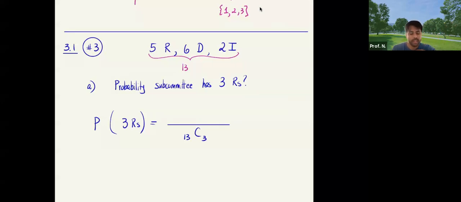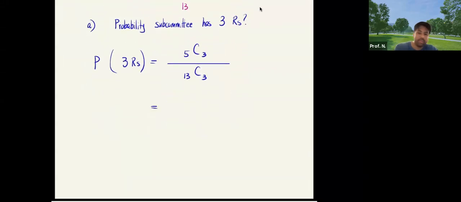But my particular desired outcome is that 3 of them are Republican. How many Republicans do I have to choose from? 5. So I choose 3 of them. So this is literally what I compute. And you can do this using your calculator. 5 choose 3 divided by 13 choose 3. Why can't you do 3 over 3?